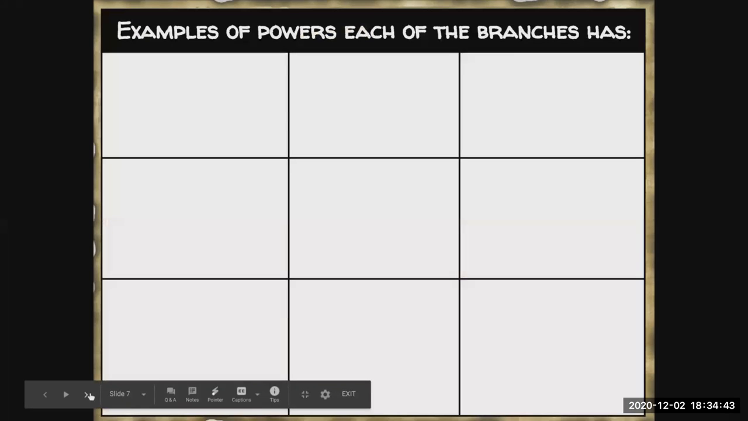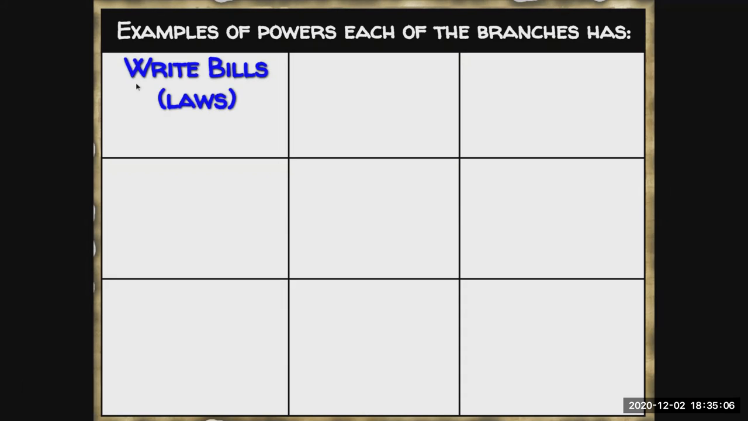Okay, so now we're going to take some notes, and you'll notice on your note sheet that some of the boxes have been filled in for you. For the ones that are not filled in, add them in as I talk you through them. So this first column right here is the legislative branch, okay? And as we've talked about, they are the ones who make the laws. So they write the bills, the laws, okay?